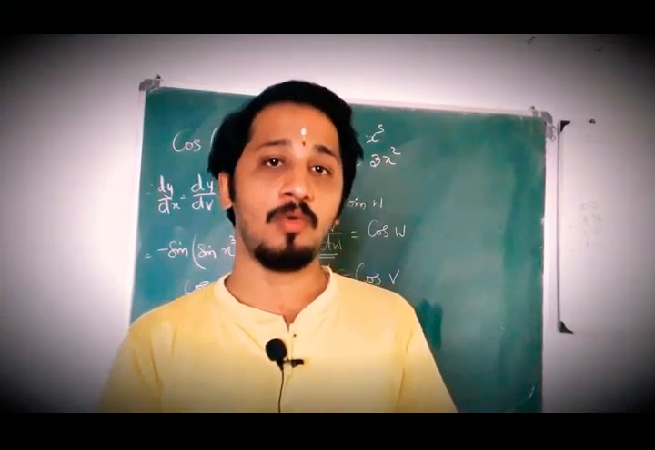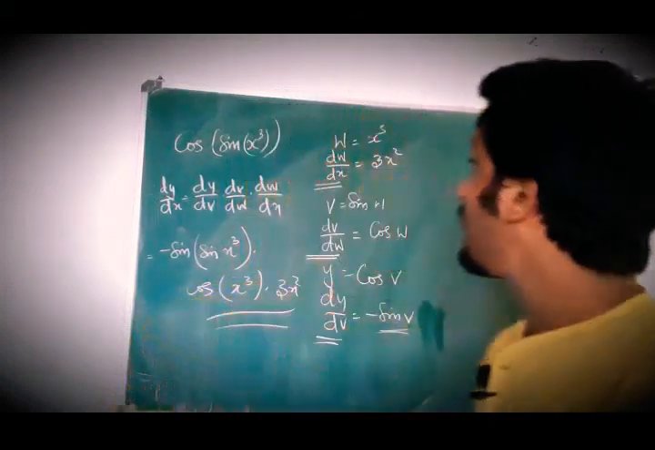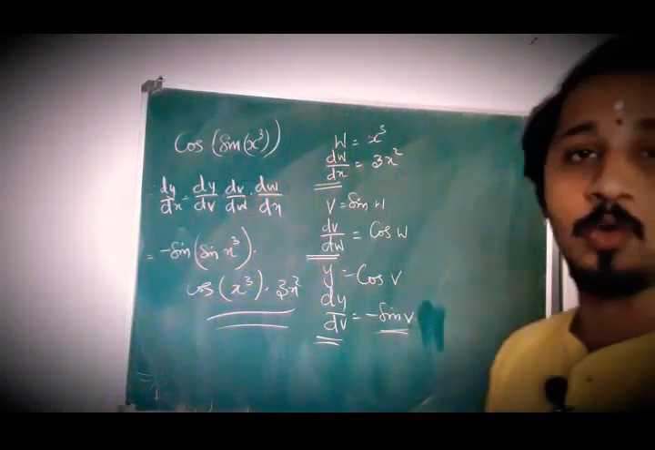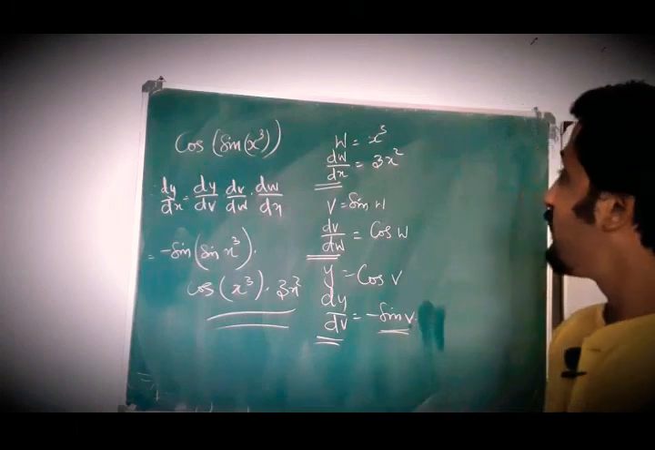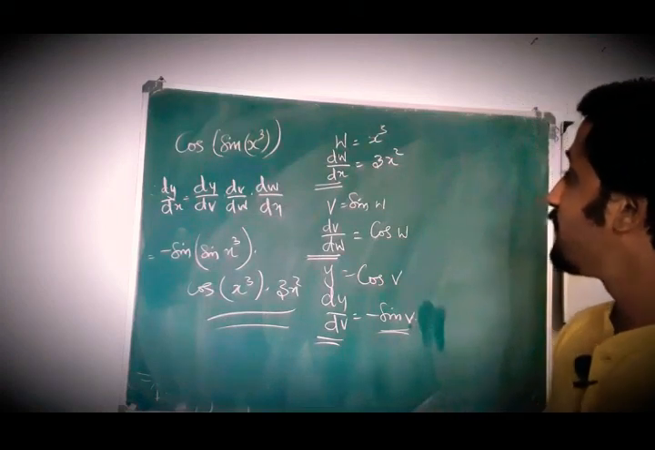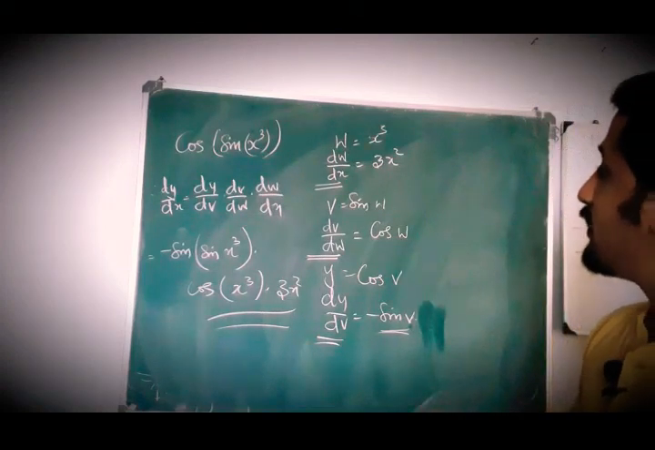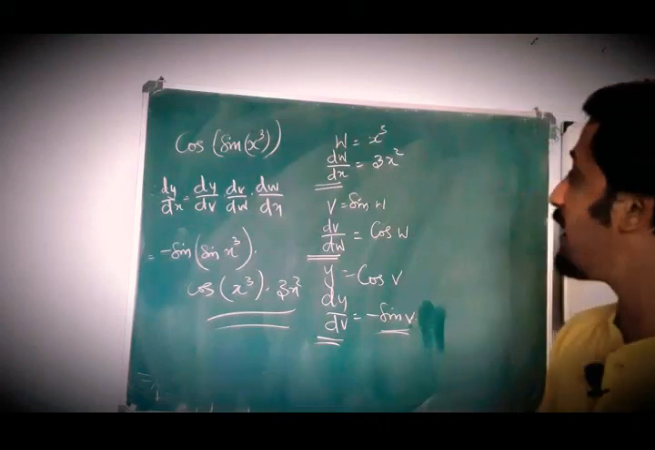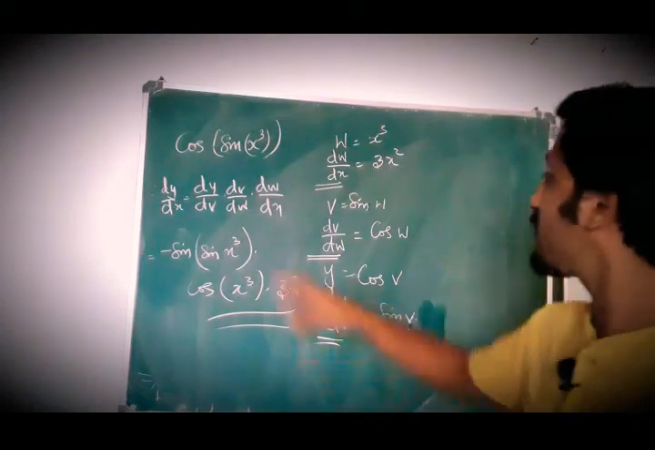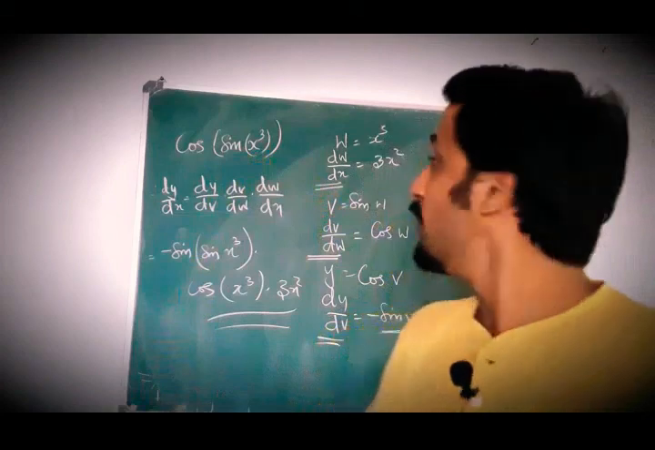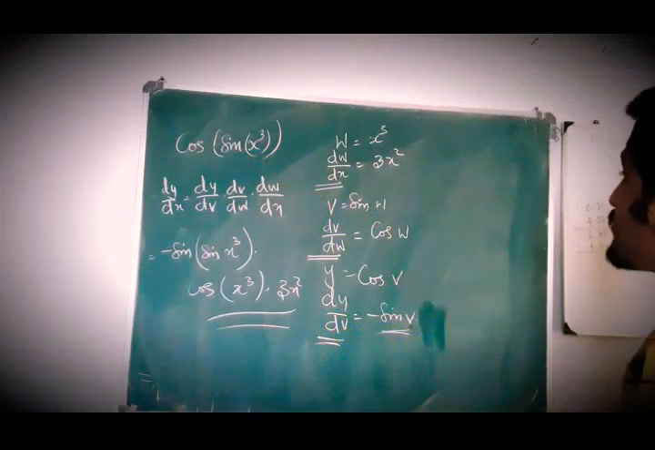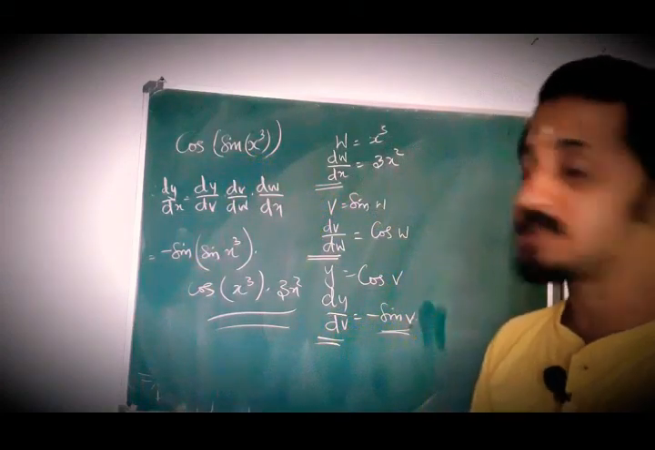I gave one homework last class. This is nothing but cos of sin of x cube. How to differentiate cos of sin of x cube? So dy by dx is equal to dy by dv into dv by dw into dw by dx. First I am considering x cube as w. So w is equal to x cube, so dw by dx is nothing but 3x square.